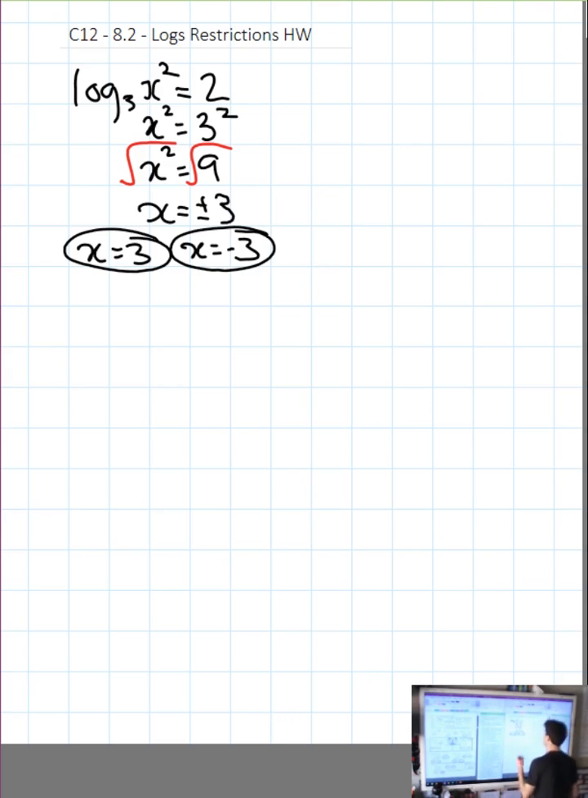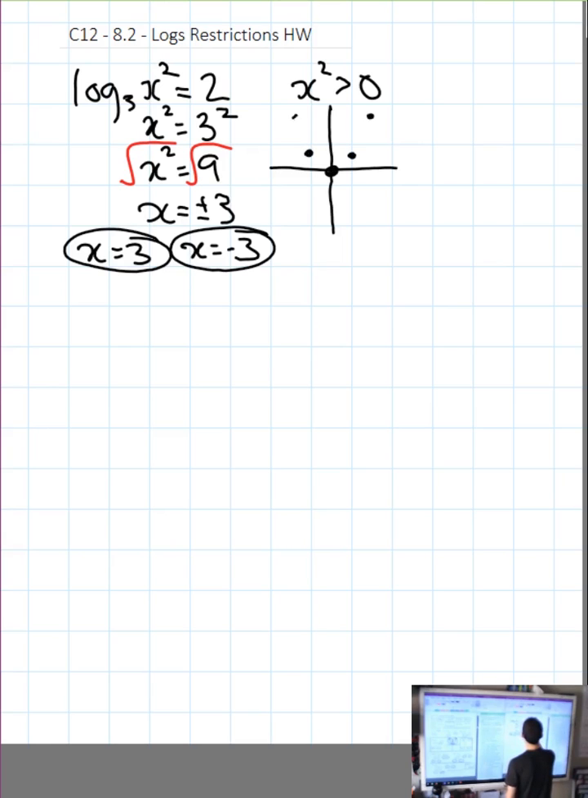But I have to work on my restrictions. The thing I'm logging needs to be greater than 0. So if necessary, please review grade 11 inequalities, but I'm going to prefer to graph x squared with a table of values. So 0 squared is 0, 1 squared is 1, 2 squared is 4, and all my identical points. So where is this thing greater than 0? Well, this thing is greater than 0 here and here.